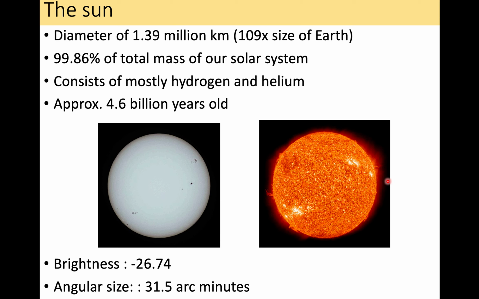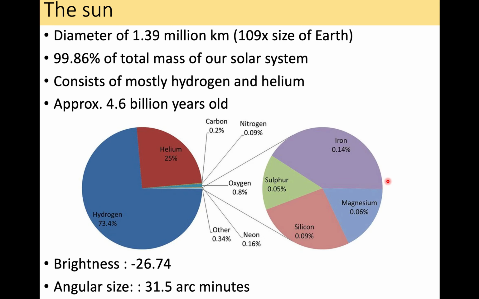And the angular size of our sun, so if you look up in the sky, how much of the sky does that sun take up in terms of angular diameter, is about half a degree, so 31.5 arc minutes. So that's a little more than half of a degree. So if we look at the breakdown of what the sun is made of, we see it as mostly hydrogen, about a quarter helium, and then other things in very, very small amounts. So everything else is very small amount.